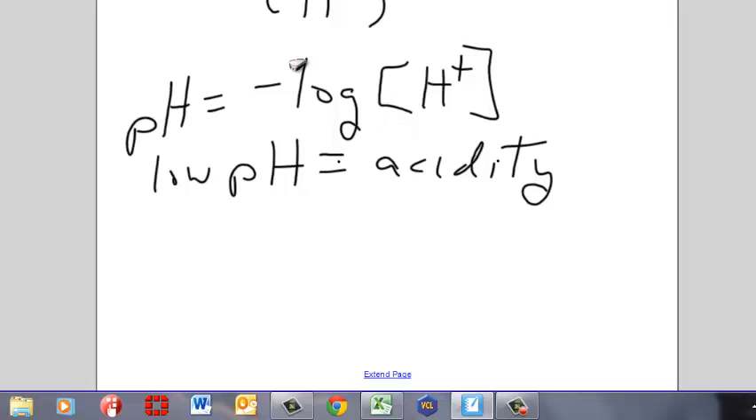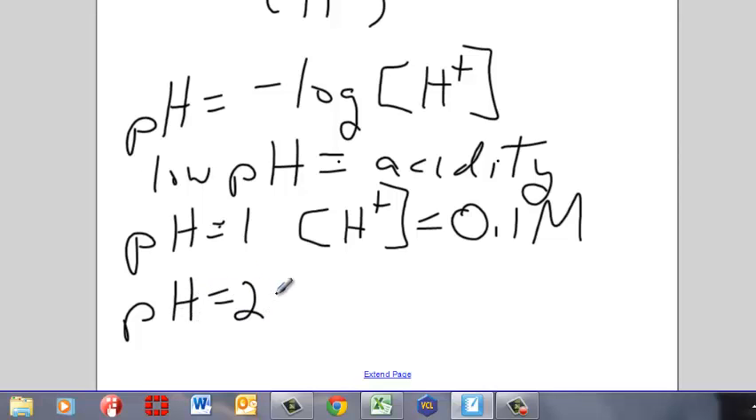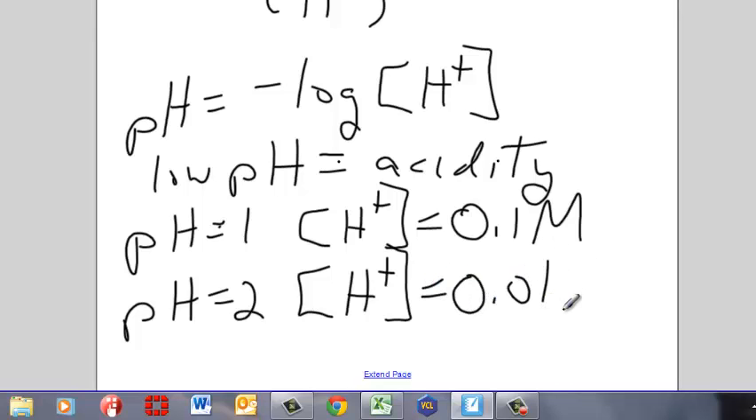pH, by the way, you'll notice is a log scale. That means we're talking about a factor of 10 concentration of H+ when we're talking about changing one digit of pH. So if pH is equal to 1, that means the H+ concentration is actually 0.1 molar. Remember that capital M stands for moles per liter. If the pH is 2, that means the H+ concentration is 0.01 molar, 10 to the negative 2.